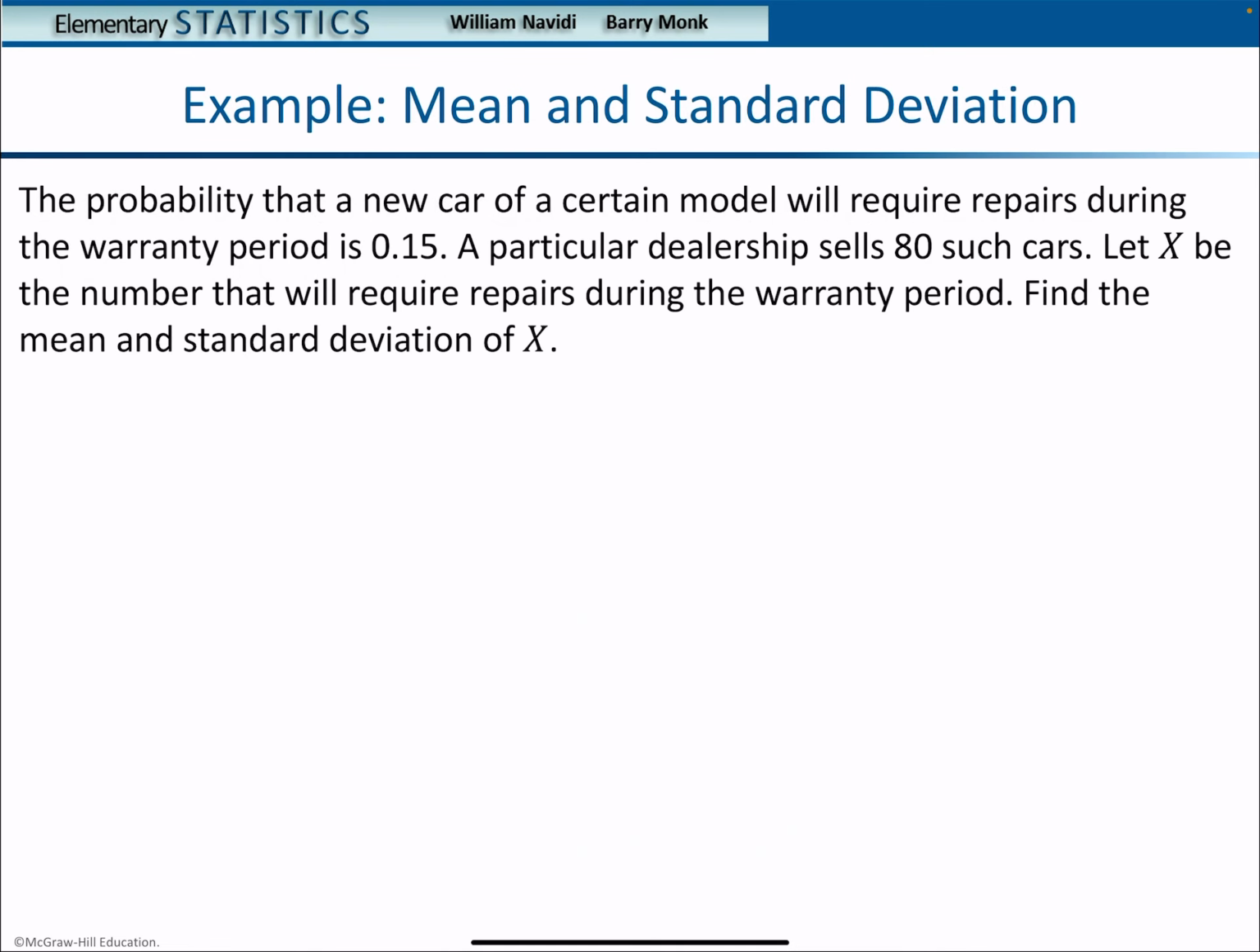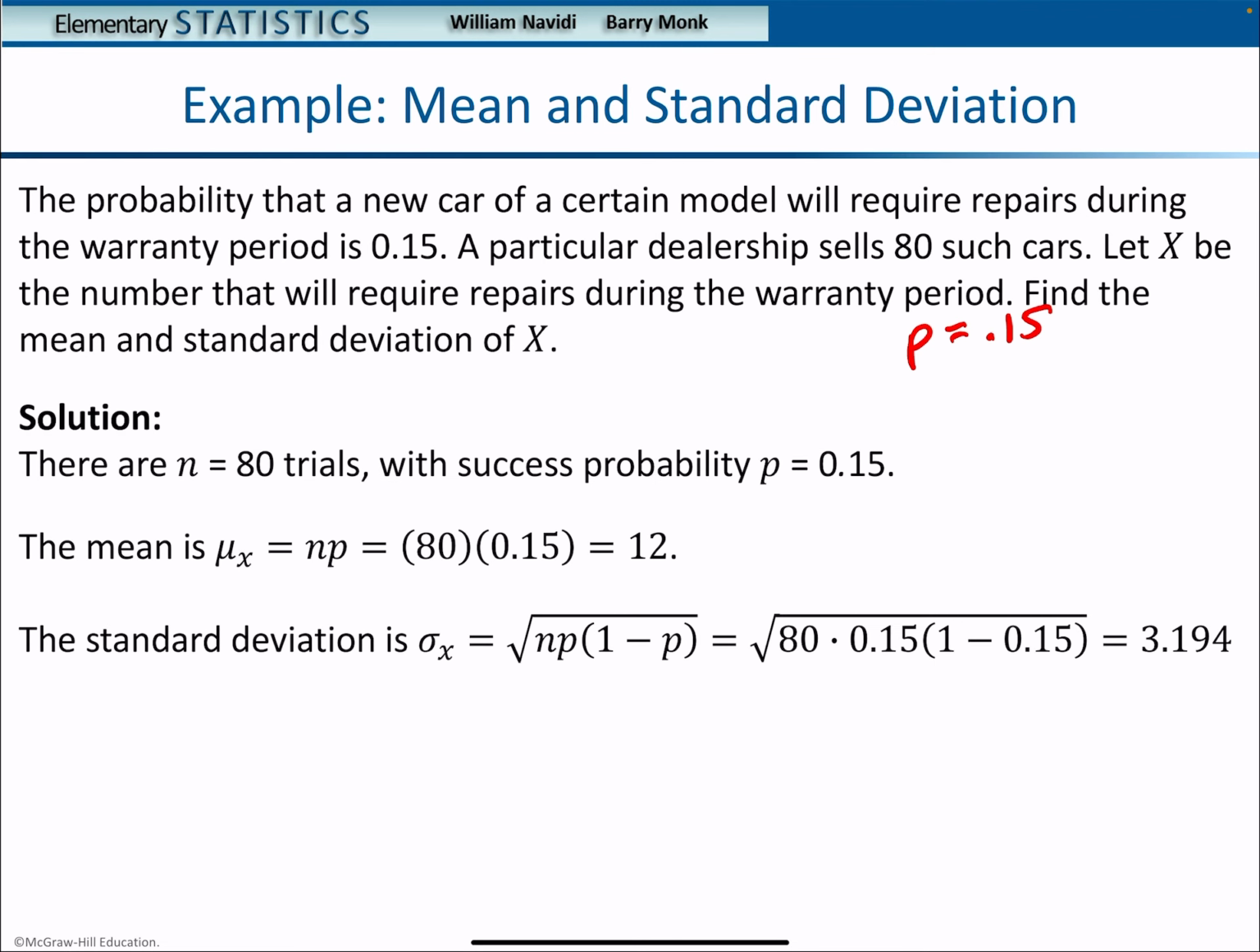Okay, so let's go ahead and do an example. The probability that a new car of a certain model will require repairs during the warranty period is 15%. A particular dealership sells 80 such cars. Let X be the number that will require repairs during the warranty period. Okay, find the mean and standard deviation of X.